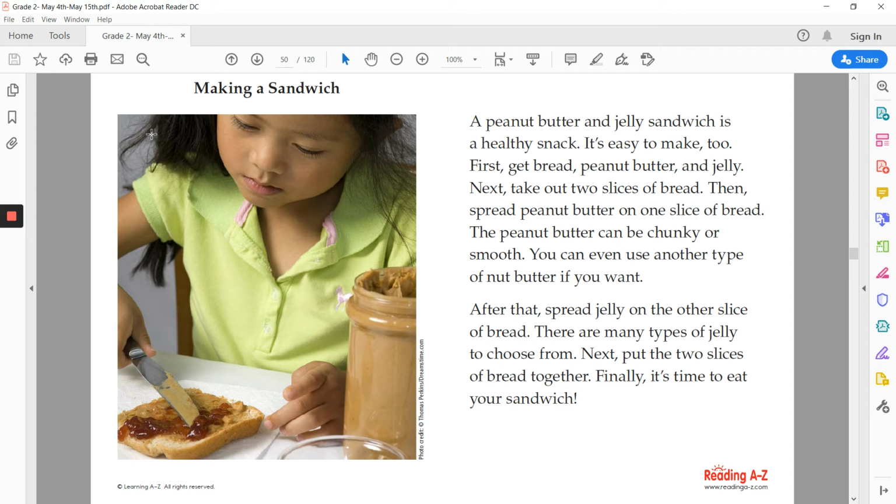After that, spread jelly on the other slice of bread. There are many types of jelly to choose from. Next, put the 2 slices of bread together. Finally, it's time to eat your sandwich.